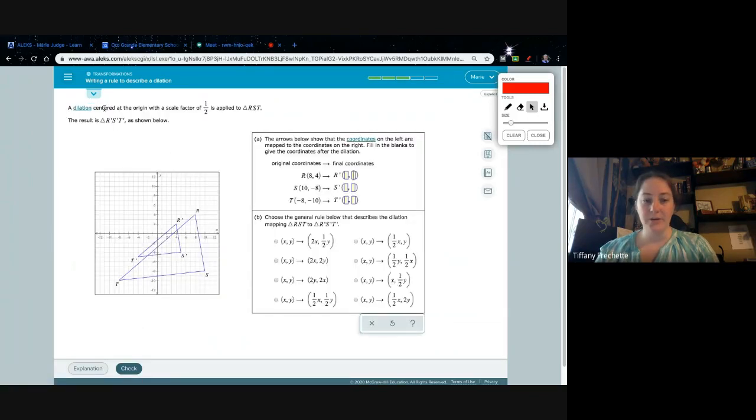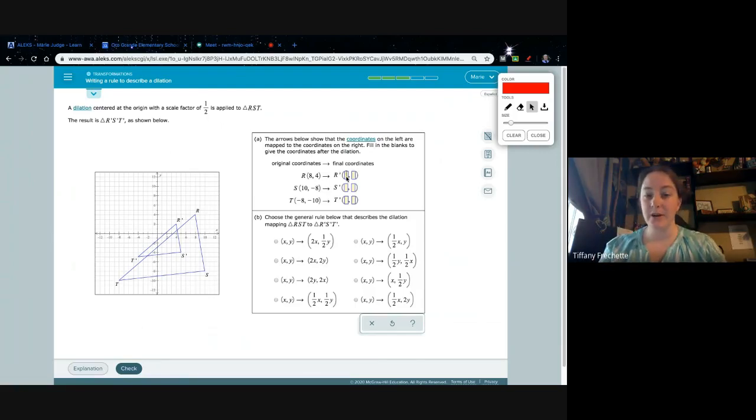Okay, so we're going to do a dilation centered at the origin with a scale factor of 1/2. Remember, this means it's getting smaller. It's a fraction. All this means is we're dividing by 2. Instead of multiplying by 1/2, it's easier to think of it as divide by 2.